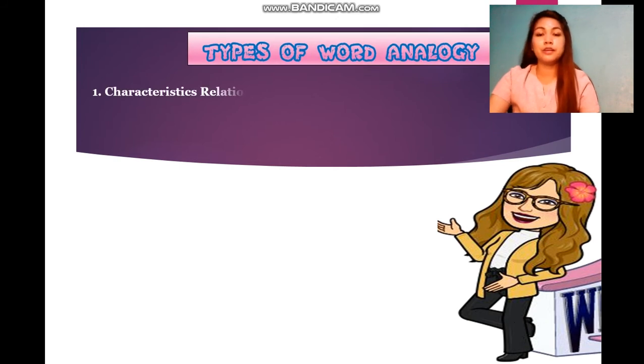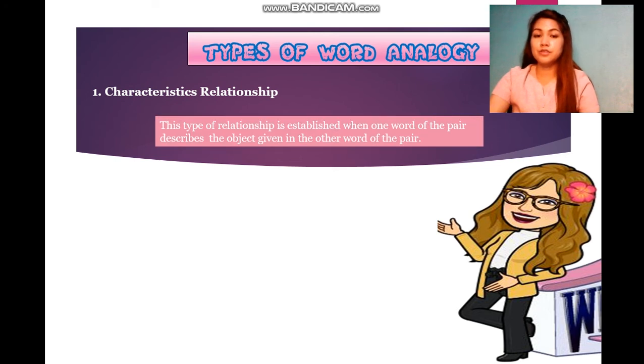Number 1. Characteristics relationship. This type of relationship is established when one word of the pair describes the object given in the other word of the pair. We can simply say that this is a noun and descriptive relationship. When we say descriptive, it has something to do with color, shape, size, or age.